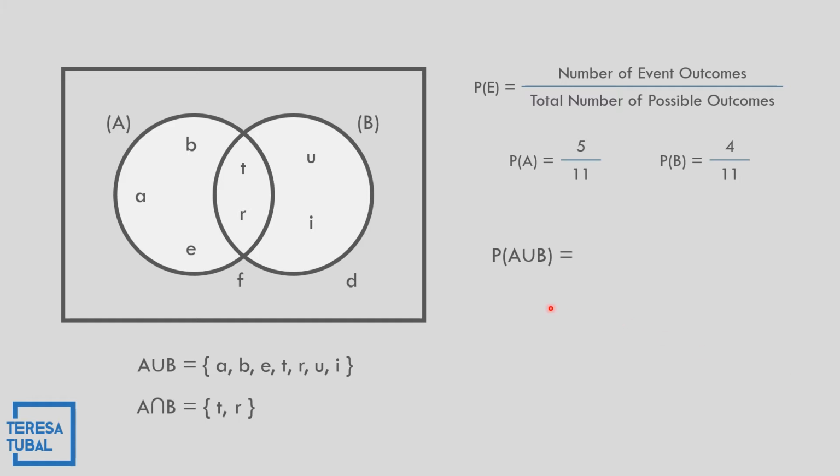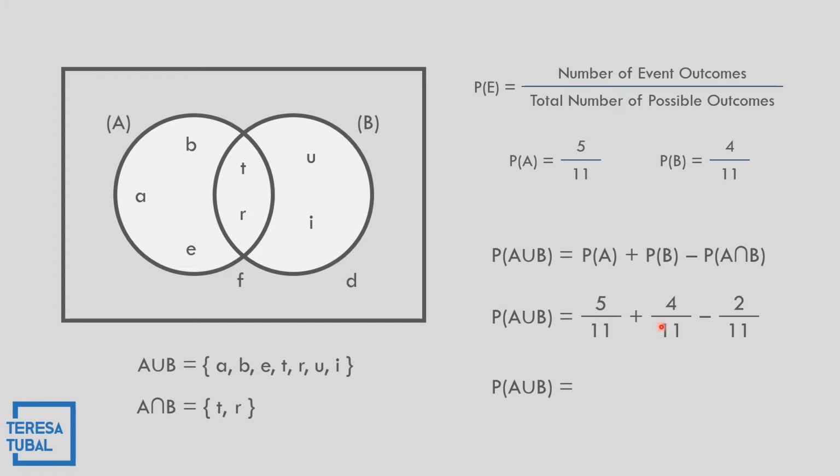How about the probability of A union B? The A union B is equal to the probability of A plus the probability of B minus the intersection of A and then B. The probability of A is equal to 5 over 11. And then the probability of B is equal to 4 over 11 minus the intersection, that is 1, 2, so 2 out of 11. If we solve, 5 plus 4 is 9 minus 2. The answer is equal to 7 over 11.